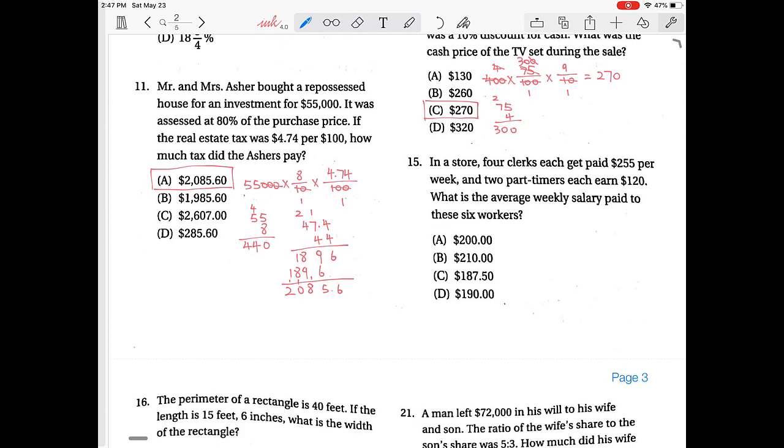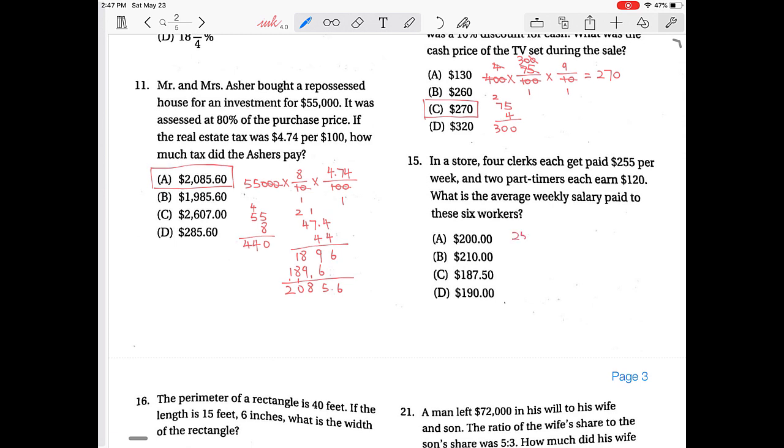Number 15, in a store, 4 clerks each get paid $255 per week, and 2 part-timers each earn $120. What's the average weekly salary paid to these 6 workers? So we're going to first calculate the total salary, which is $255 times 4 plus 120 times 2. We're going to divide that by the total number of workers, which is 6.